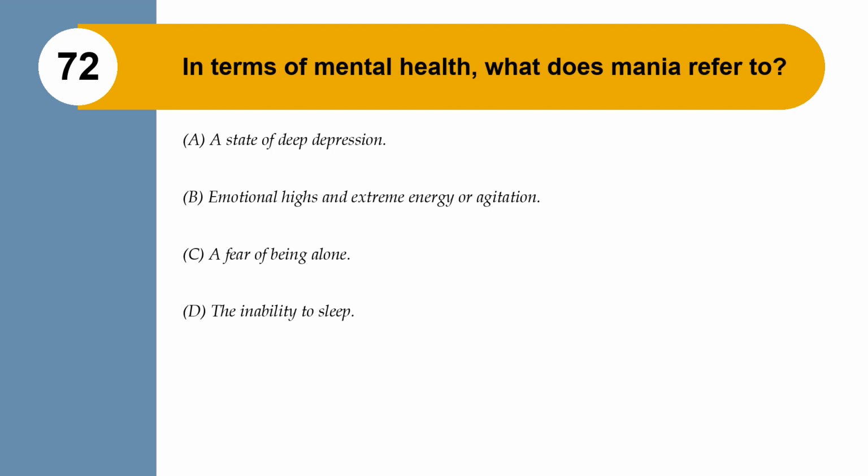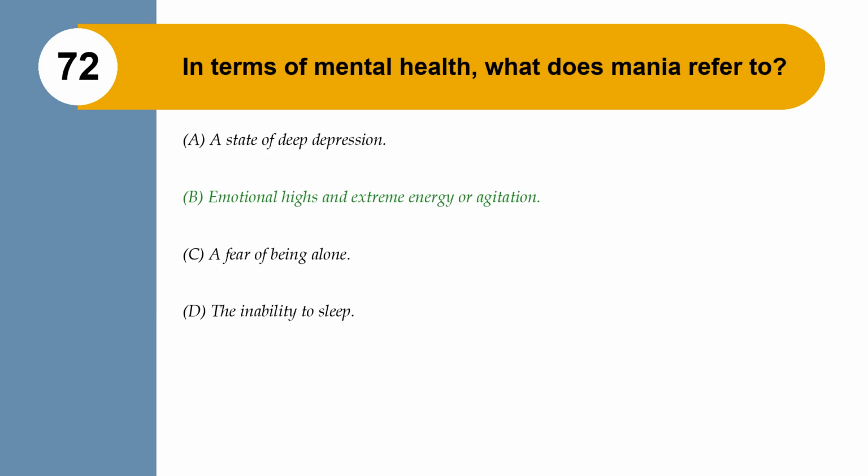Question 72. In terms of mental health, what does mania refer to? Option A. A state of deep depression. Option B. Emotional highs and extreme energy or agitation. Option C. A fear of being alone. Option D. The inability to sleep.